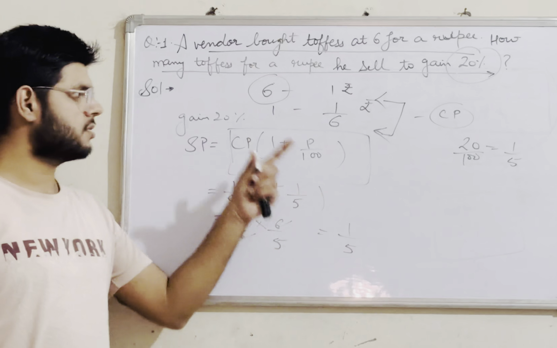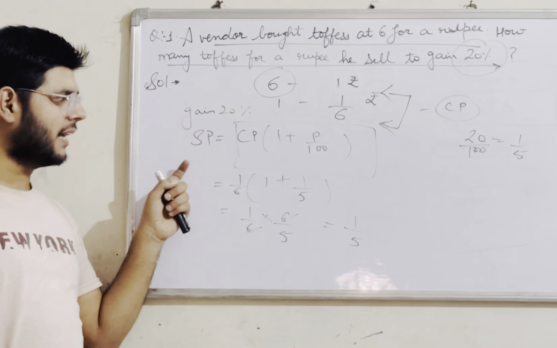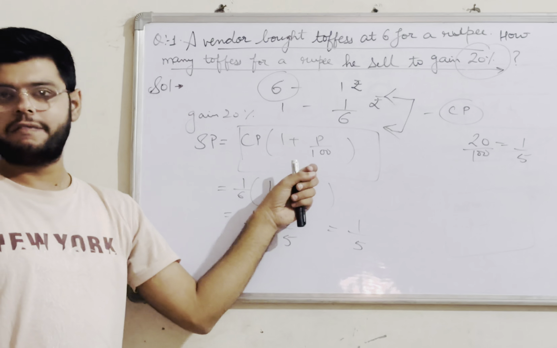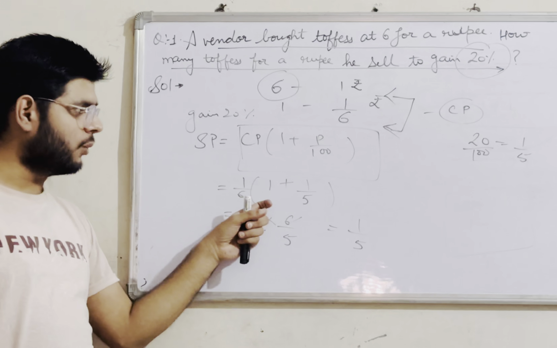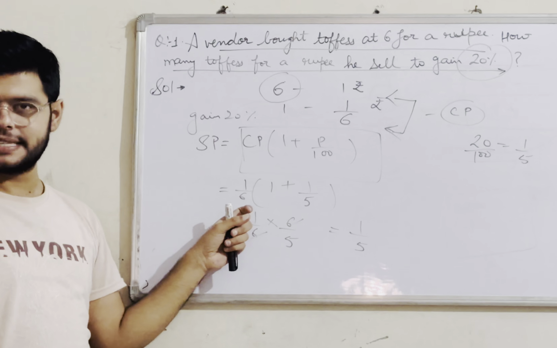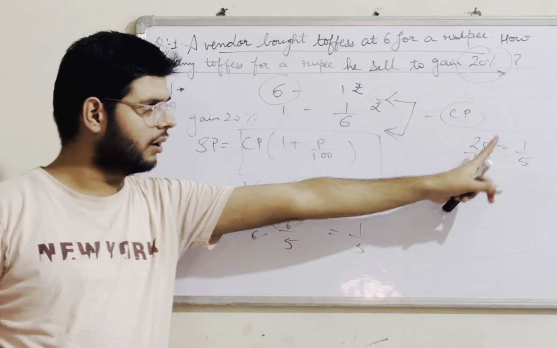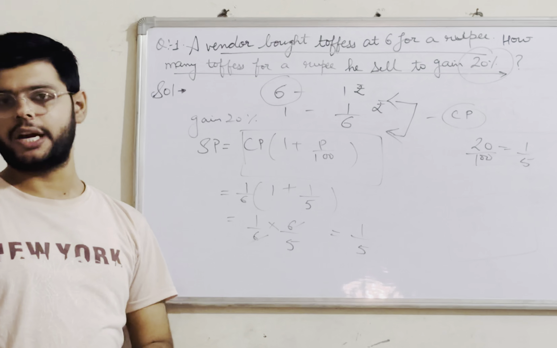So what we have done, 6 toffees for ₹1, so 1 toffee will be of 1/6. We'll be applying this formula of SP because in the case of gain, which means that profit, we state that CP 1 plus profit upon 100. We substituted the value of CP, which is 1/6. We substituted the value of gain, which is 20%. We'll solve it out and we'll get the fraction, which is 1/5. At the end, we are reached at 1/5.